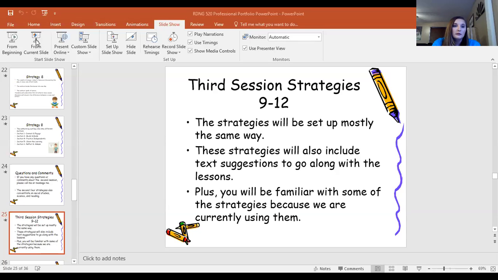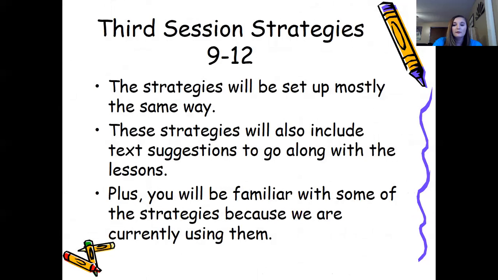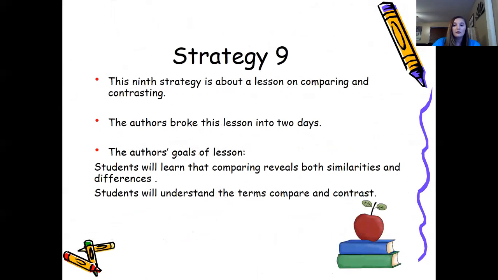So let me get this pulled up. And I just went over that slide. So we're going to go straight on into lesson 9. And this lesson is on comparing and contrasting. And that is something that we do a lot in second grade.